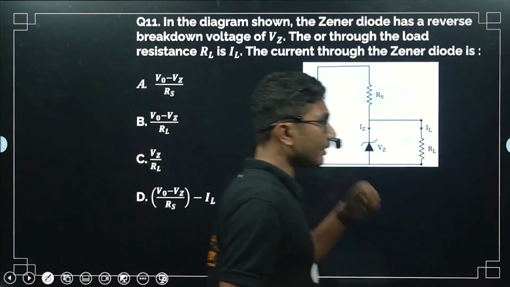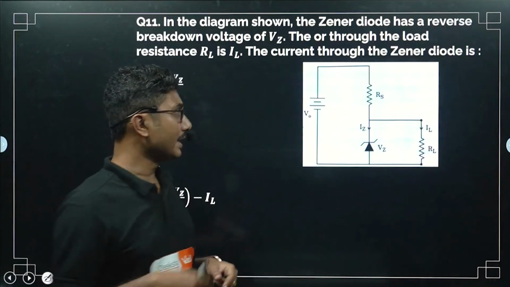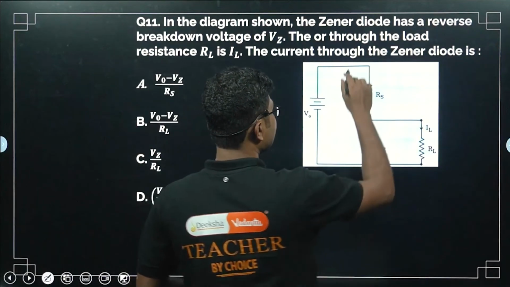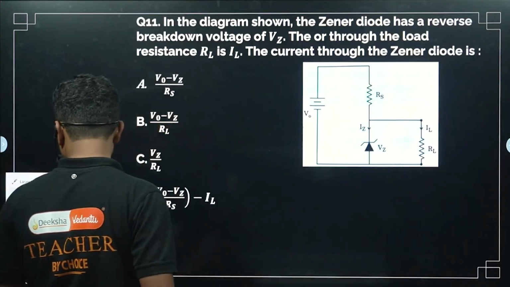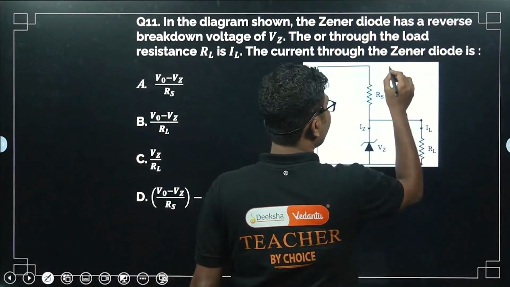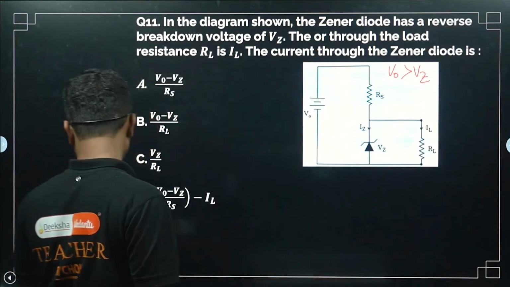Now this is related to Zener diode. This is also out of syllabus. You can skip that question if you are not interested. Let me solve it quickly. So this is RS, this is VO, and one more piece of information that should have been provided in this question, that VO is greater than VZ. Otherwise this question has no answer.